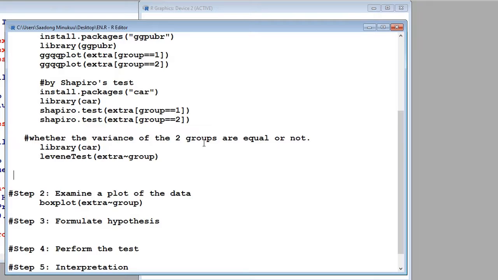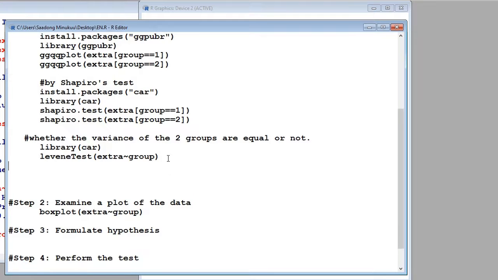If you want, we can just look at this. You just say summary, the statistical summary. So you say summary into brackets, extra, and then we simply select group 1. So we say group is equal to 1.